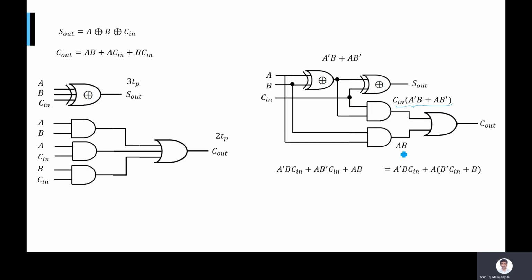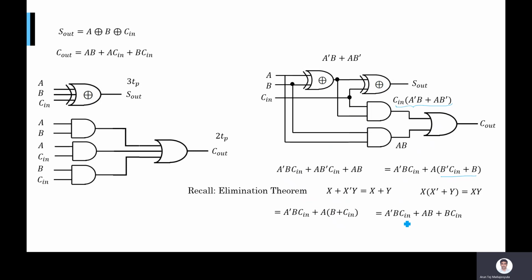Here, of course, this is the same thing. I'm getting AB here, and I will OR them to get my Cout. You can check this: A dash B C in plus AB dash C in plus AB. That is what your Cout is, right? You can use the elimination theorem: x plus x dash y is equal to x plus y, right? So I can use the elimination theorem and check that this is simply x plus y, which is b plus c. So I can write like this, which is a dash b plus bc plus ab plus dc.